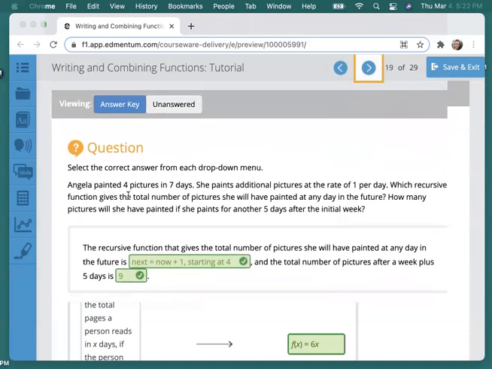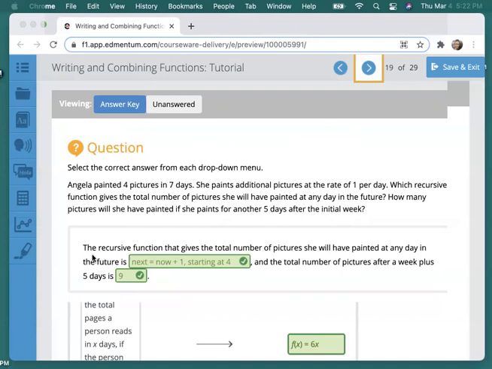Okay, so Angela painted 4 pictures in 7 days. She paints additional pictures at the rate of 1 per day. Which recursive function gives the total number of pictures she will have painted at any day in the future? How many pictures will she have painted if she paints for another 5 days after the initial week?